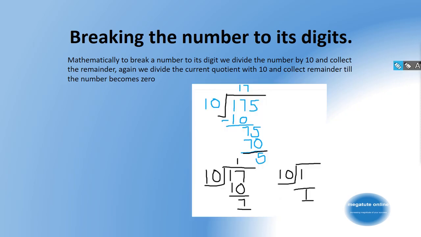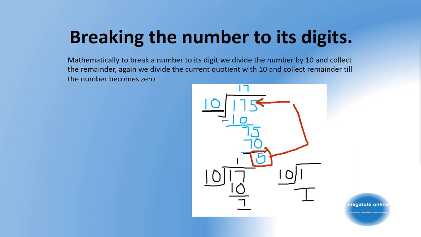Over here, what I have done is I have divided number 175, a 3-digit number, with 10. When I divided it by 10, the first remainder happens to be 5, right? And 5 is my first digit, the first digit from the end of the number. So I got the first remainder as 5.